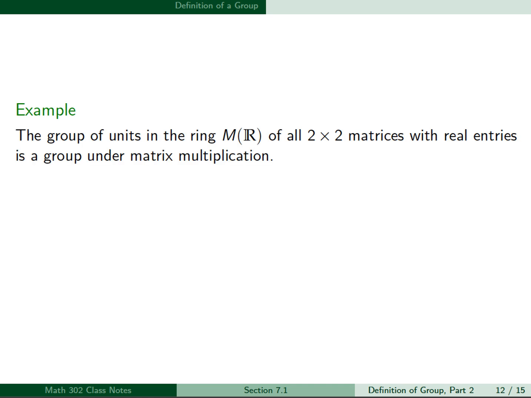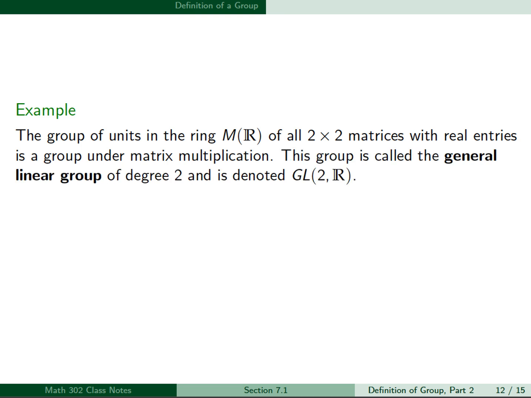Now the group of units in the ring M sub 2 of R of all 2 by 2 matrices with real entries is a group under matrix multiplication. And this group is called the general linear group of degree 2 and is denoted by the notation GL2(R). In general, you can look at any size matrix, and so you would have the general linear group of degree n, and that would be denoted GLn(R).